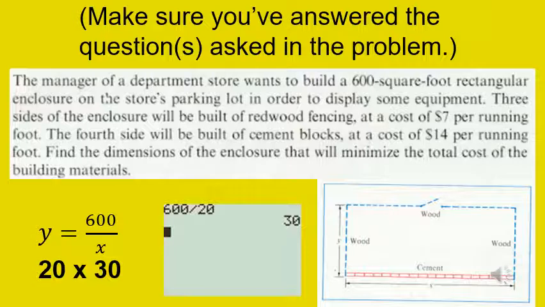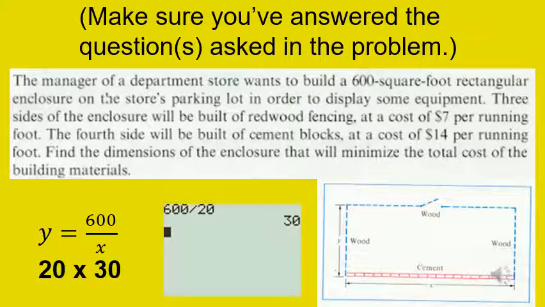And once again, it tells us that we need to find the dimensions. We need both the length and the width. And so what I do is I go back to that step where I solve for one variable in terms of the other. And here we had y equals 600 over x. I take 600 over 20, and you end up getting 30 for what y has to be. So our answer is that we've got a 20 by 30 foot enclosure.